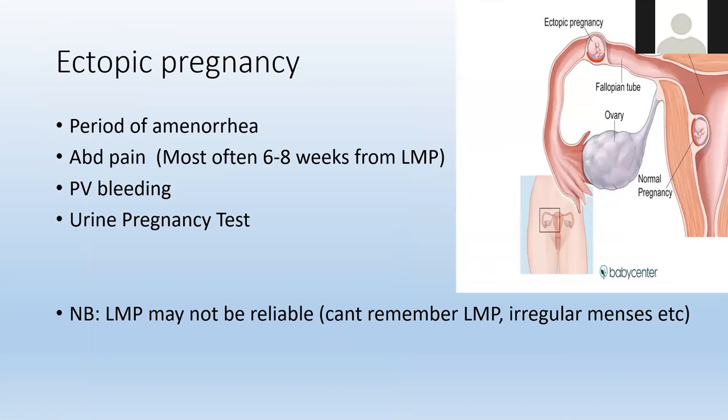For ectopic pregnancy, normally there's a triad: period of amenorrhea, abdominal pain and PV bleeding. On and off, the ladies will come with a positive urine pregnancy test. The last menstrual period may not be reliable. Sometimes they cannot remember, sometimes they didn't jot it down, sometimes the period is irregular. So most of the time it's not reliable.